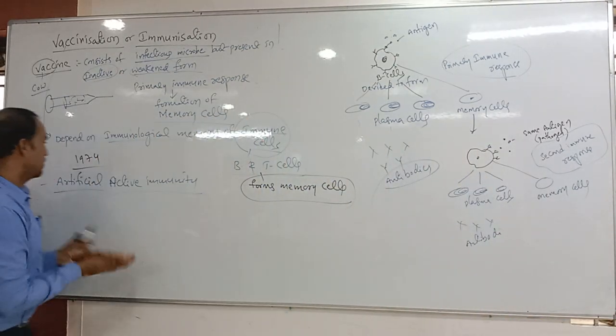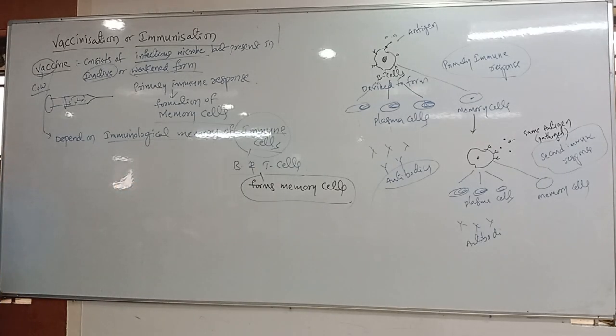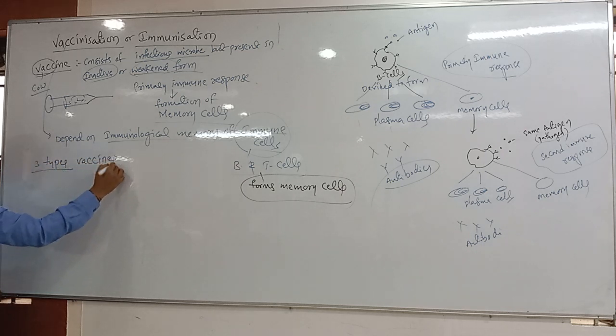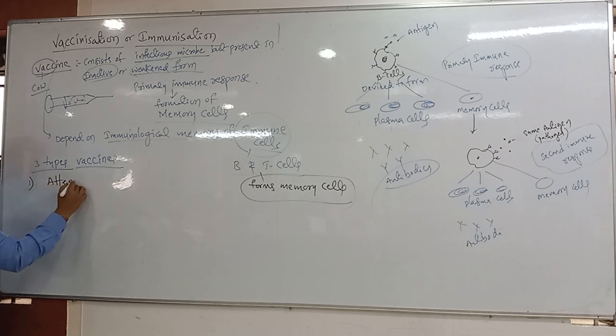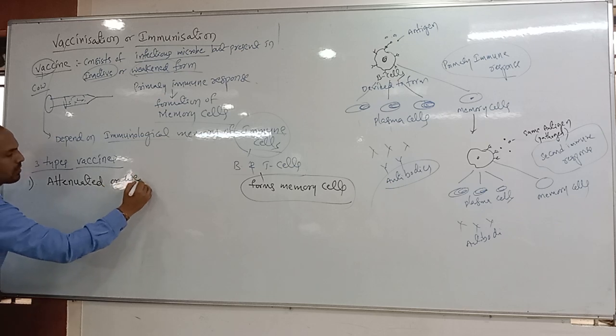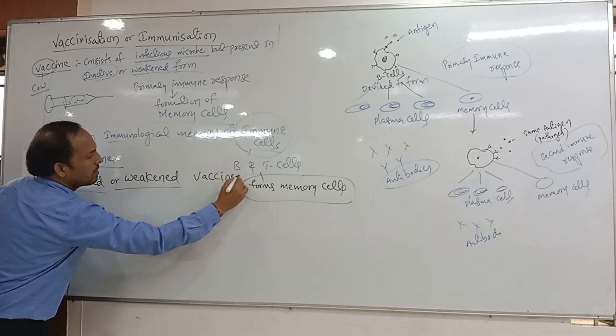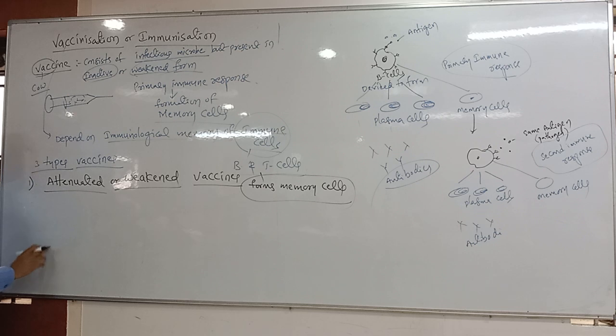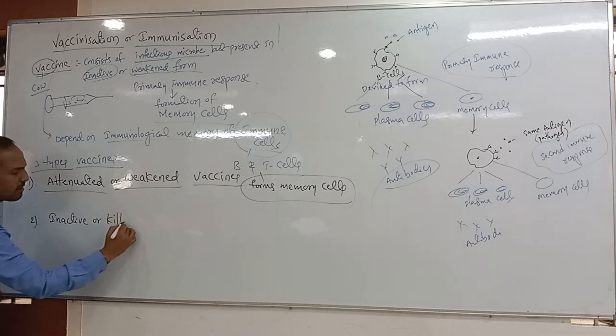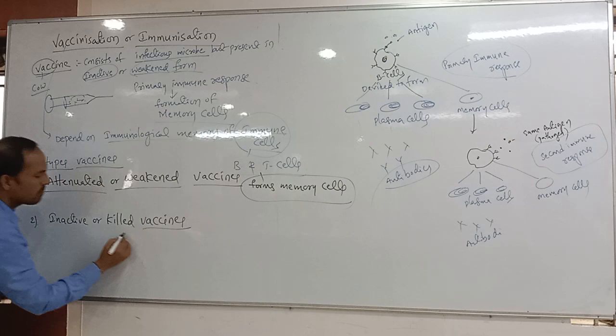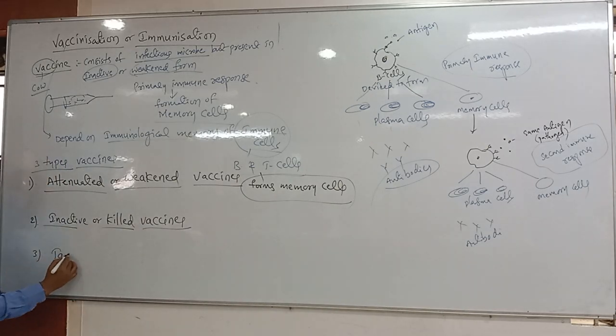Types of vaccines. Three types of vaccines are there. The first one is called attenuated or weakened vaccine. The second type is called inactive or killed vaccine. And the third one is called toxoid.